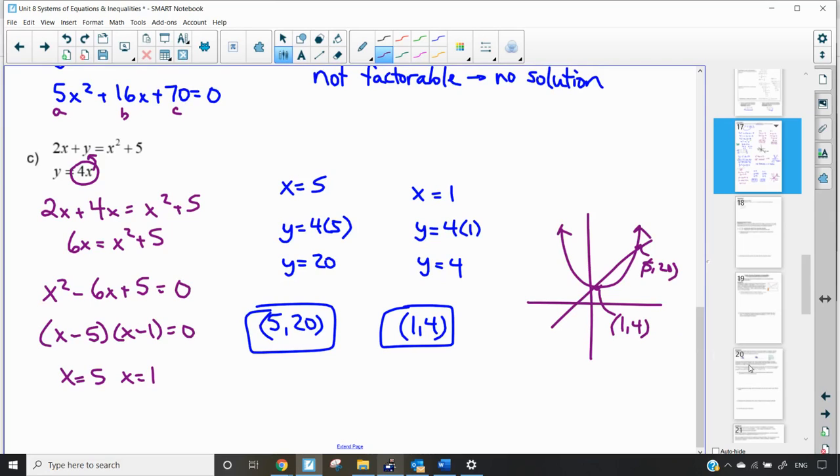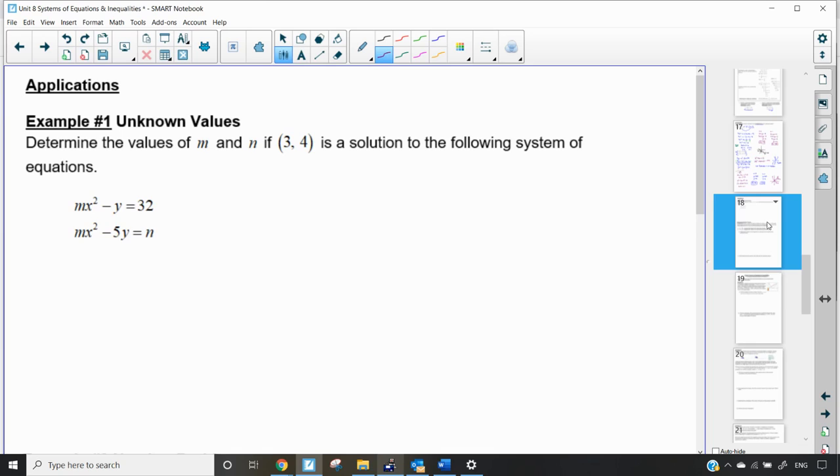Let's take a look at how this would work with applications. So in our first question here, we're asked to find some unknown values. Now, in this example, we're asked to determine the values of m and n if 3, 4 is a solution to the following system of equations. Well, if 3, 4 is a solution, that means 3 represents x and 4 represents y. So what we're going to do is substitute x and y into our equations and solve for m and n.